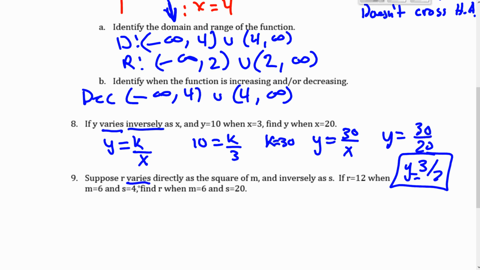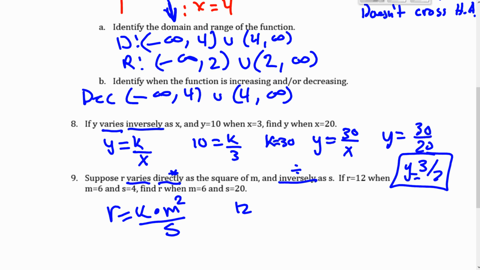Okay, what comes before the word varies? R does, so r equals k. And directly means multiplication, just like jointly means multiplication. And the square of m, so that means times that by m squared. And then inversely, so that means now I'm dividing by. Directly means multiplication. Inversely means divided by. So now I'm dividing that by s.